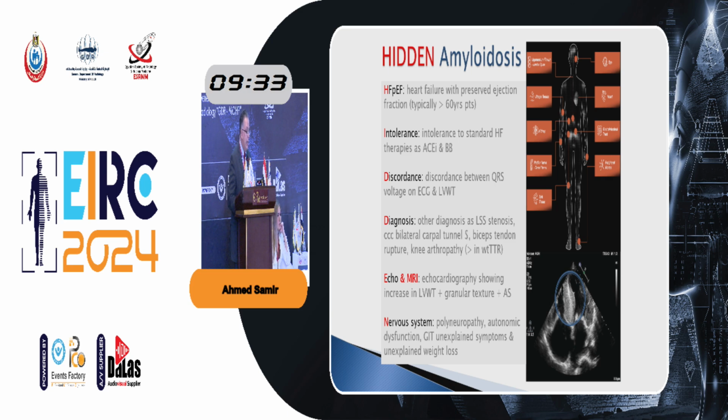Echo and MRI can give us a very important clue in cases of amyloidosis, showing us this infiltrative pattern within the interventricular septum, giving a granular texture in echo, like you can see here. And the N is for nervous system, with a lot of manifestations like polyneuropathy, autonomic dysfunction, and unexplained GIT symptoms.